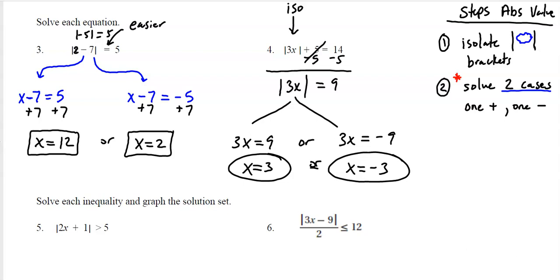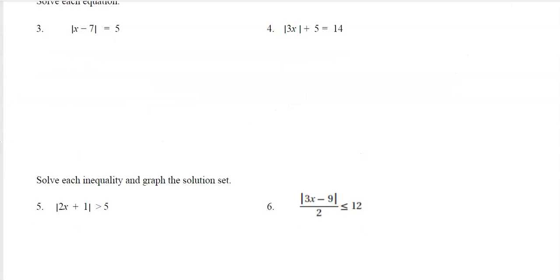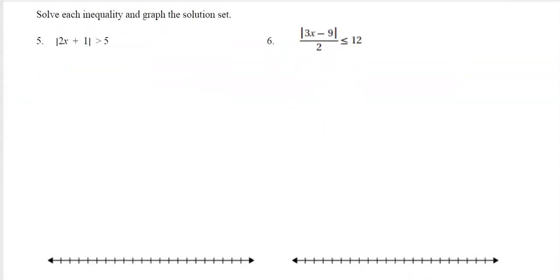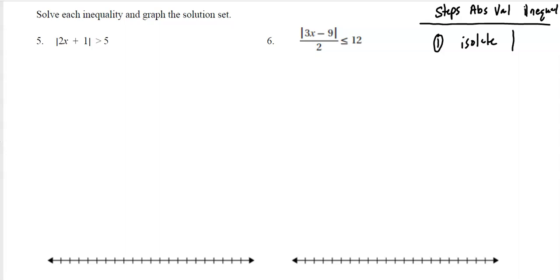All right, now the toughest thing from the whole sheet will be the next couple. So we need to solve the inequality and graph the solution set. So very similar steps. So these are steps for absolute value inequalities. So step 1, isolate the brackets. All right, get that by itself. Again, who cares what's inside here. Don't worry about it. Now, your two cases are going to be a little bit different.